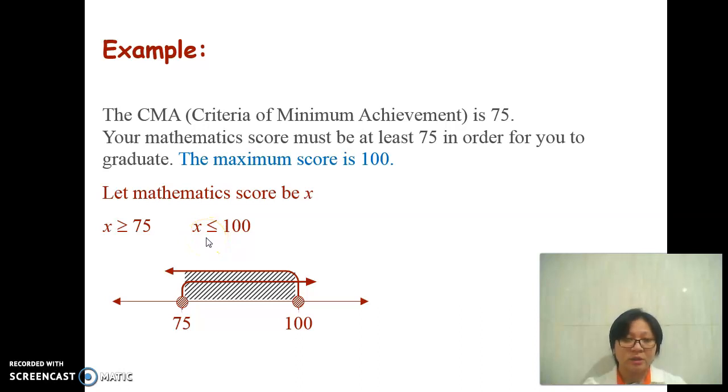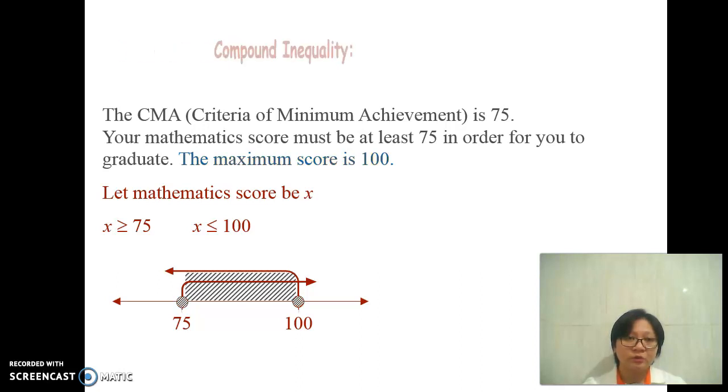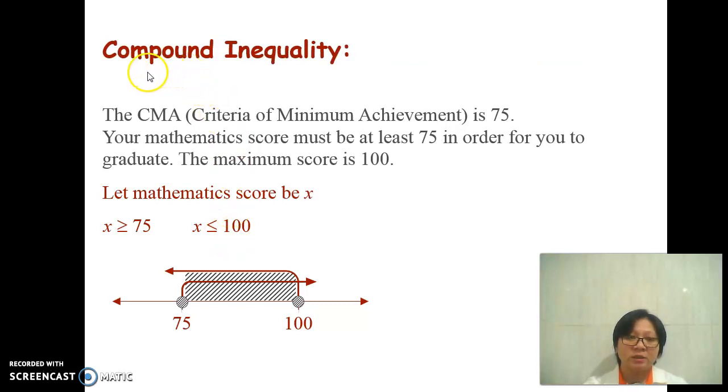You can see simultaneous inequalities. When you represent two inequalities at the same time, you can say that this is a compound inequality. You can change the mathematical sentence into this: 75 is less than or equal to X is less than or equal to 100. Or, in other words, X is between 75 and 100 inclusive. Inclusive means include 75 and 100.